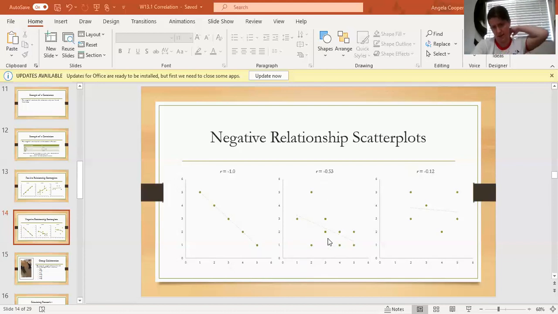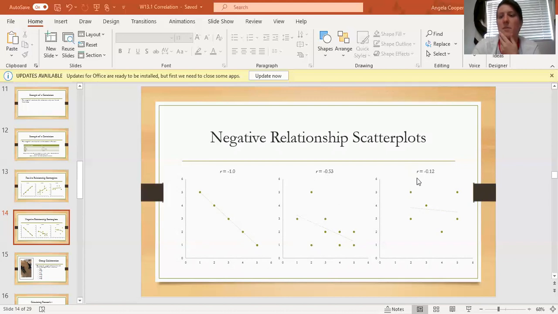Here's negative 0.53. Again, this is considered a strong relationship because the number itself, that 0.53, is greater than 0.5. So that is a strong relationship. You'll see that they're still kind of huddled together. Here's the line right here, and they're pretty close to it. And again, that is a strong relationship.